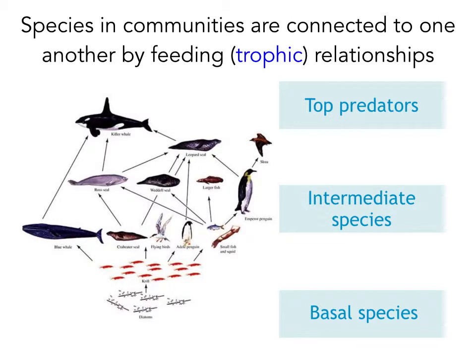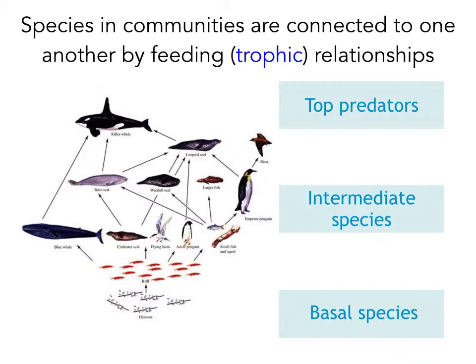Let's take a look at a second food web. This one is a pelagic or an open ocean food web. You can see again that there's a whole set of basal species, intermediate species, and then in this case one top predator, the killer whale. Of course, we've been talking about the killer whale as a predator, a potential predator on sea otters, including a predator on other species as well.